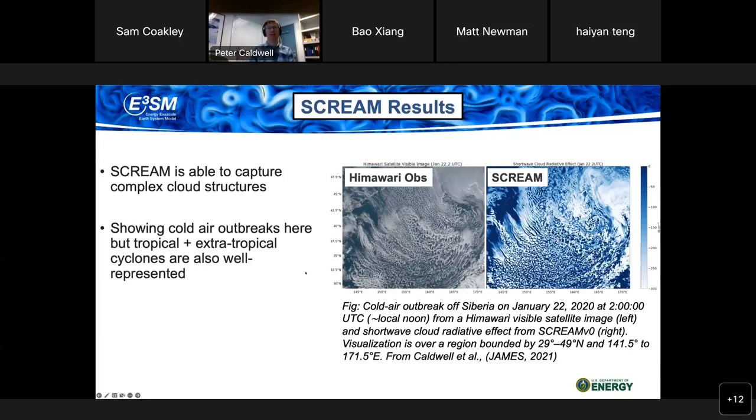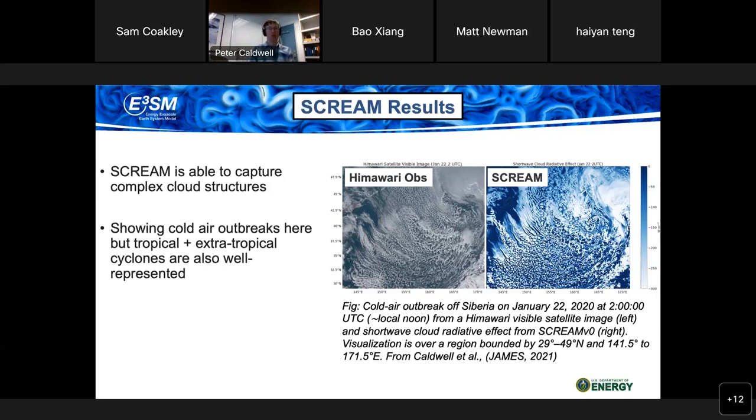And so showing that here with just a visible satellite image from Himawari on the left-hand side. And then on the right-hand side, we have the same thing simulated by SCREAM. This is 2 days into a simulation. This is a cold air outbreak off of Siberia. And so you can see it's pretty much identical. And in general, we're able to get the structure of clouds quite well.